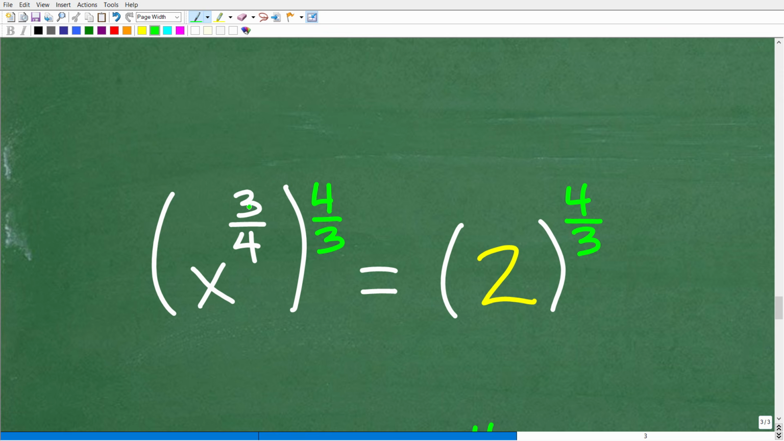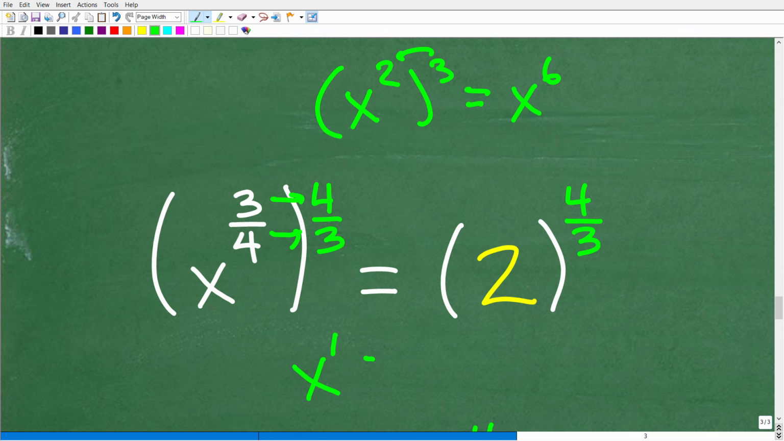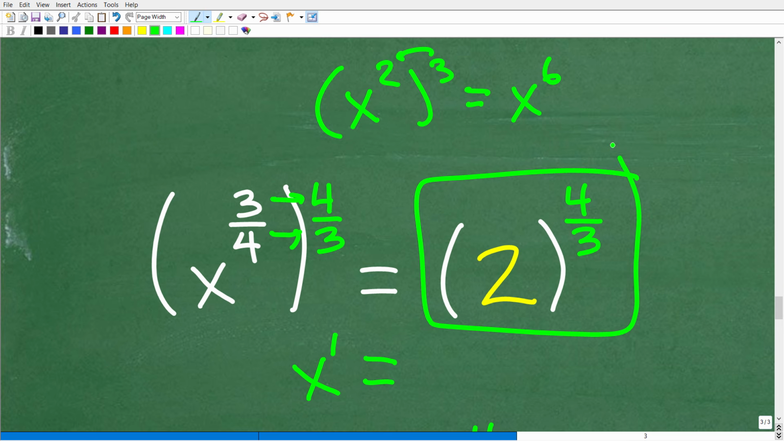Now, again, we're flipping this because when we multiply, just remember this other power rule about taking an exponent to an exponent. So if you have x squared to the third power, you're going to multiply the outside exponent by the inside exponent. So that's going to be x to the 6. So here, this is multiplication. So 3 times 4 is 12 over 4 times 3 is 12. 12 over 12 is 1. So that we're going to have x to the first, and that's going to be equal to 2 to the 4/3 power.